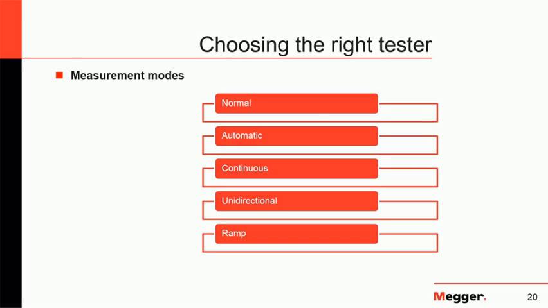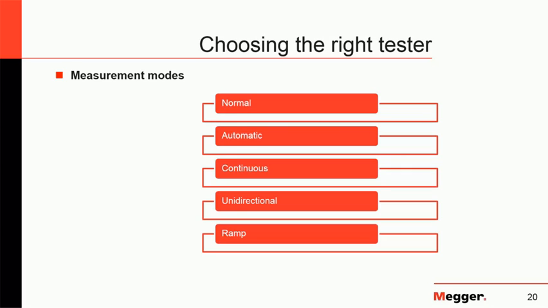We will need to take measurements for several minutes continuously. The unidirectional mode will apply the current in one direction only, as the name implies, and it is used when testing inductive specimens like motors and transformers.